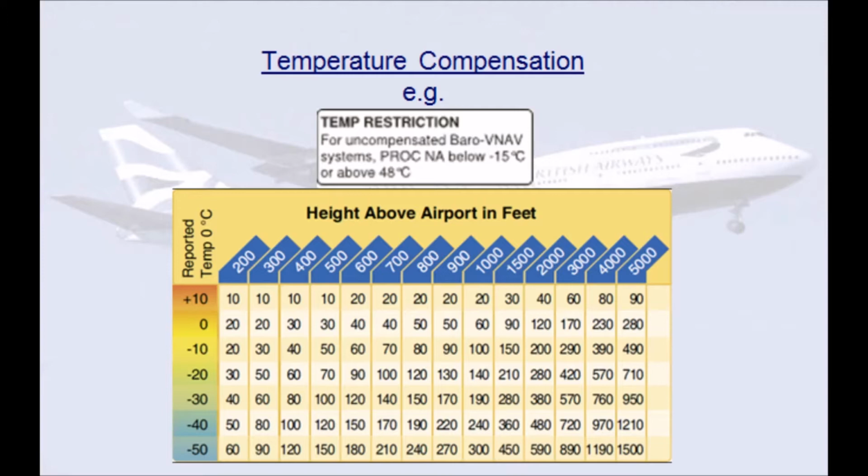And if you're not on radar vectors, you're just flying a procedural approach, at your discretion you can apply increases to your altitude on a cold day. This would have to be agreed with air traffic control, and the majority of countries actually don't do very much at all about compensation for temperature, but it is there and it's something to consider.